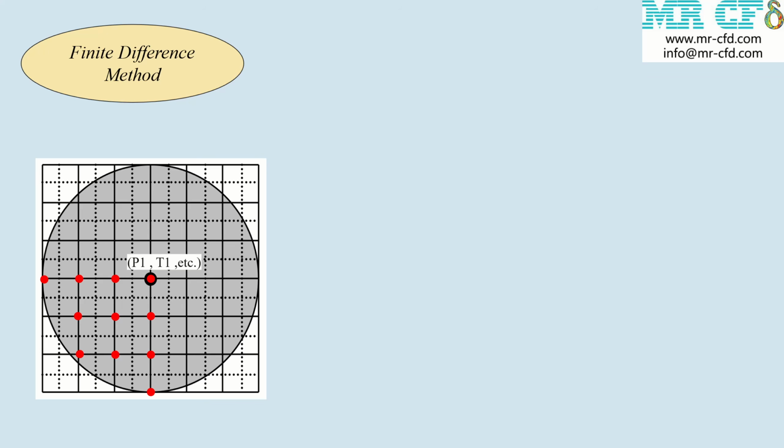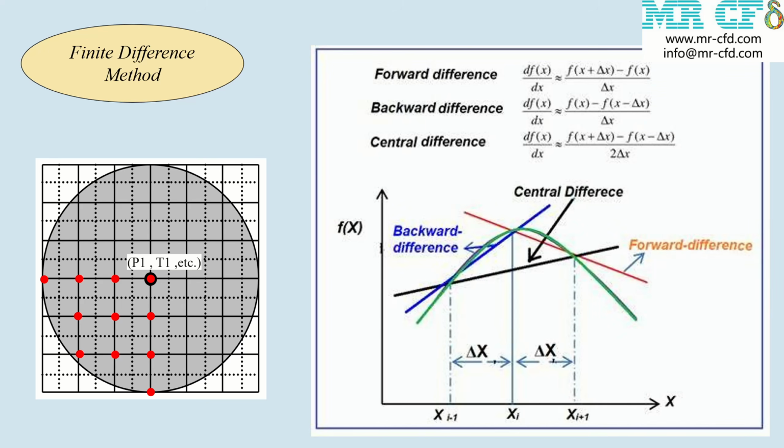The core idea of finite difference method is to approximate the derivatives in PDEs with difference equations. This involves replacing the continuous derivatives with algebraic expressions based on the values at nearby grid points. For example, a first-order derivative of a function f with respect to x can be approximated by the value of function f at point x plus delta x minus the value of f at point x, divided by delta x. This is known as the forward difference approximation. Similar expressions exist for backward and central differences.